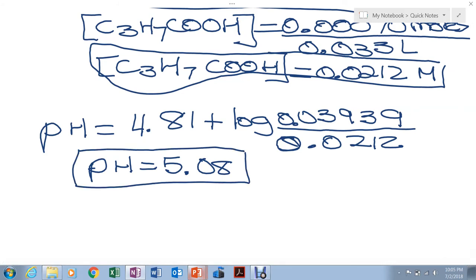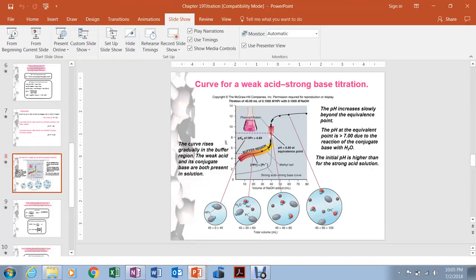Which makes sense. If you look at the curve, it's anywhere around the buffer region, and it's before the equivalence point, because if you see, we still have an acid here. So it makes sense that it's around 5. Where is it?